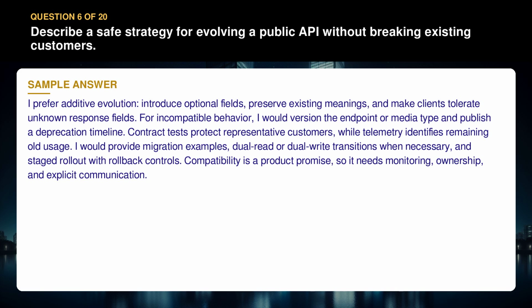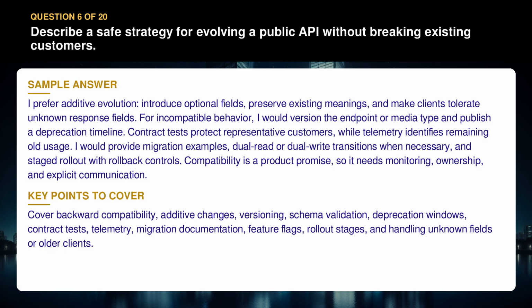I would provide migration examples, dual read or dual write transitions when necessary, and staged rollout with rollback controls. Compatibility is a product promise, so it needs monitoring, ownership, and explicit communication. Cover backward compatibility, additive changes, versioning, schema validation, deprecation windows, contract tests, telemetry, migration documentation, feature flags, rollout stages, and handling unknown fields or older clients.